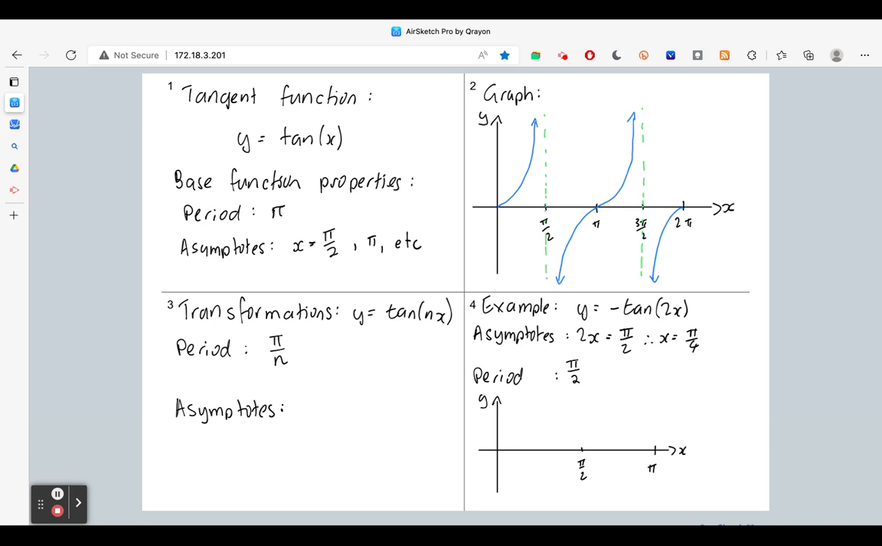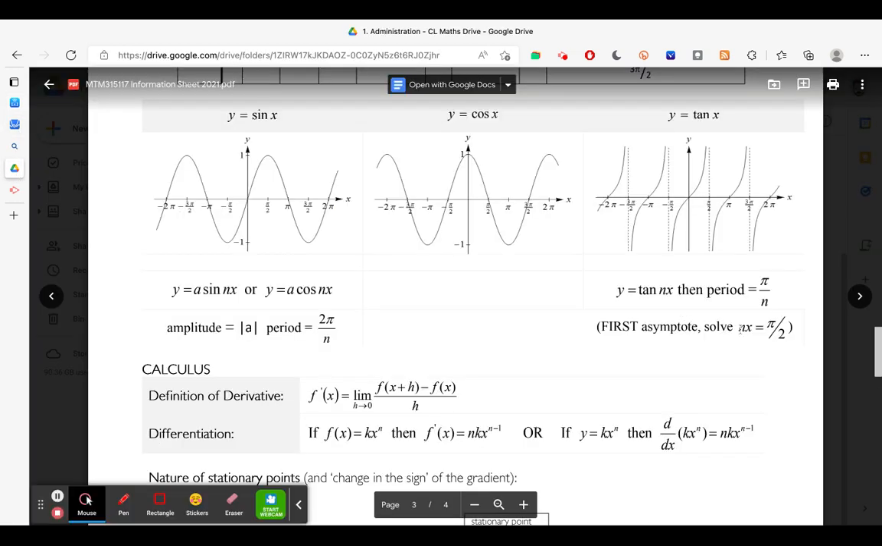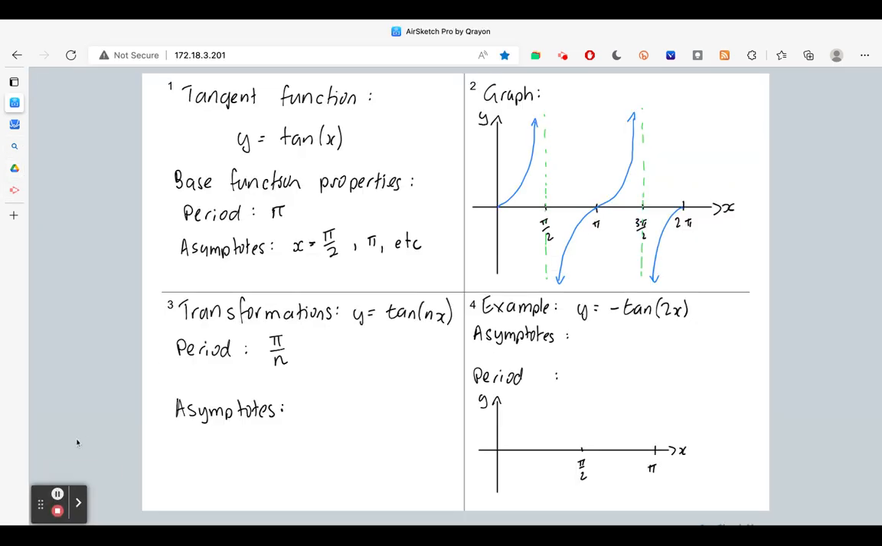The asymptotes are given by looking at the equation. Well, I'll show you what it looks like on the information sheet. It's probably easiest. If you look at the information sheet, you can see it says solve nx equals pi on 2. Okay, that gives you your first asymptote, and then you can do the rest. So for y equals tan nx, period equals pi on n, and the asymptotes will be given by nx equals pi on 2. That's the base asymptote start. And now we'll solve for x, so we would have the new asymptote as being x equals pi on 2n for the first one, and then you keep on going up by that many.